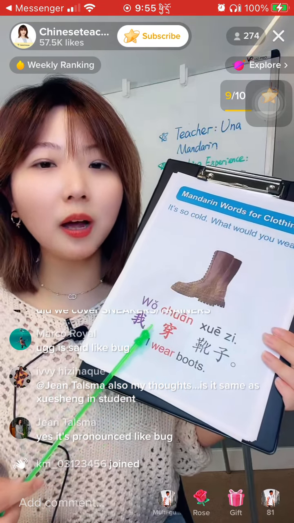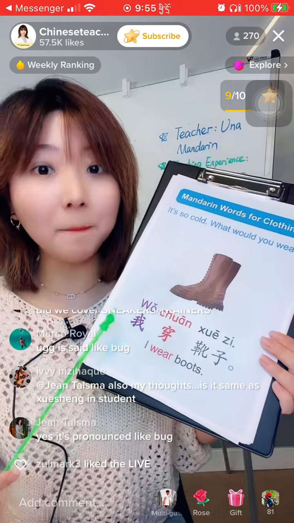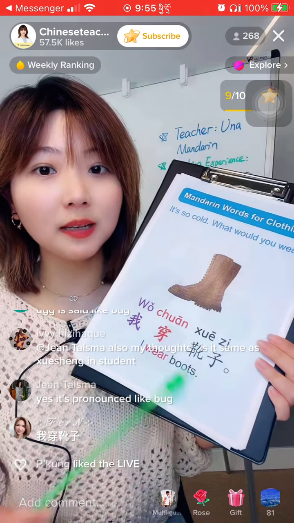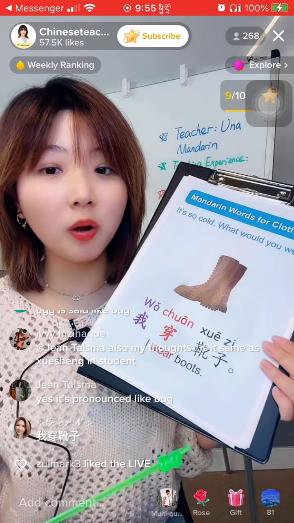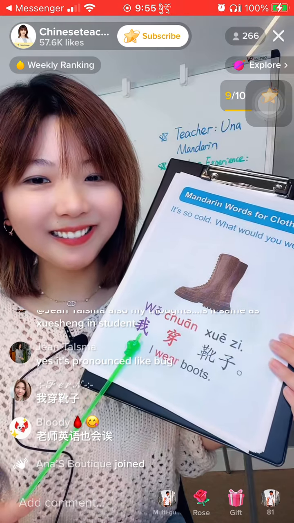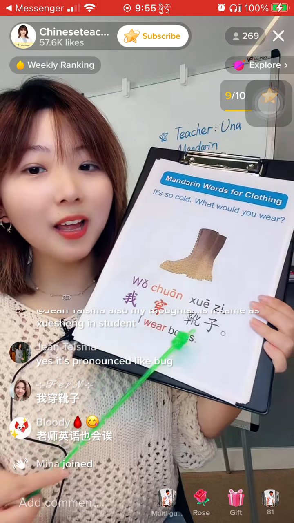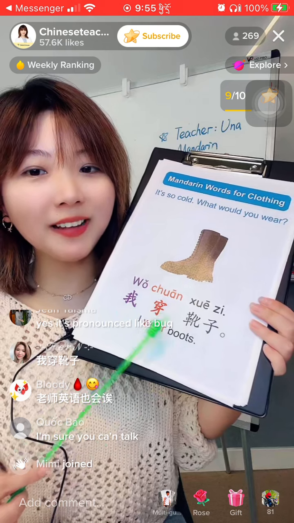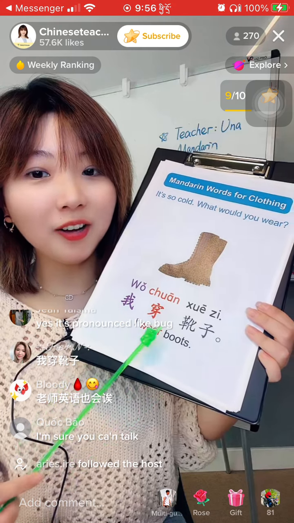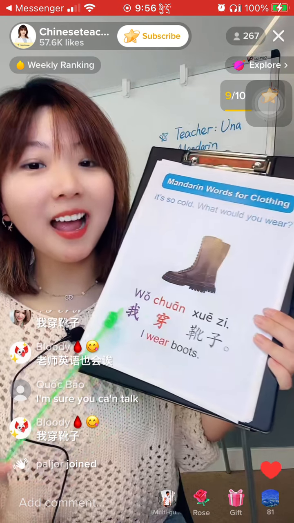So if you want to say, I want to buy a pair of boots, you can say, 我想买一双靴子。我想买, I want to buy. 一双靴子。一双 is the measure word for boots. So you don't say 一个, you say 一双。一双 means a pair of. Boots, 靴子, okay? So, I wear boots in a sentence. We say, 我穿靴子。I wear boots.